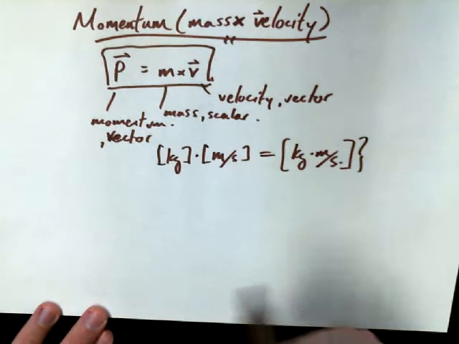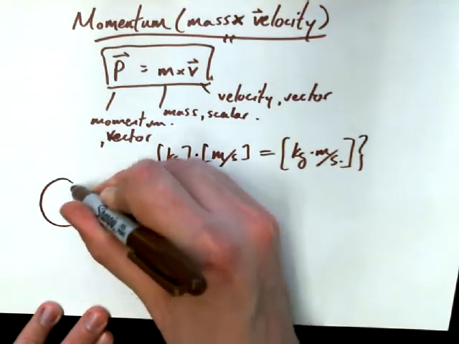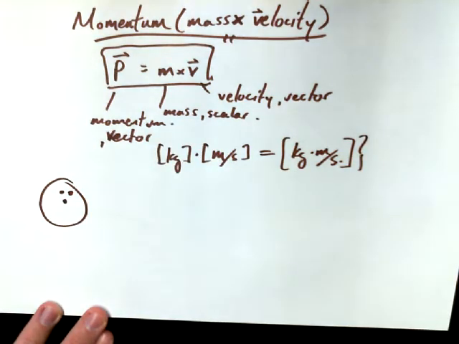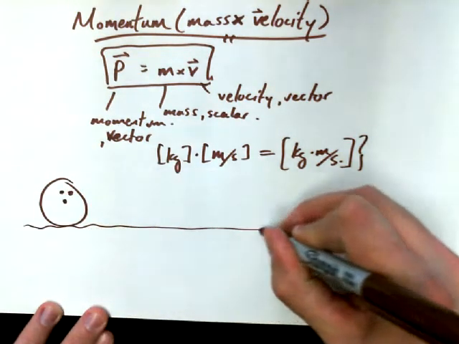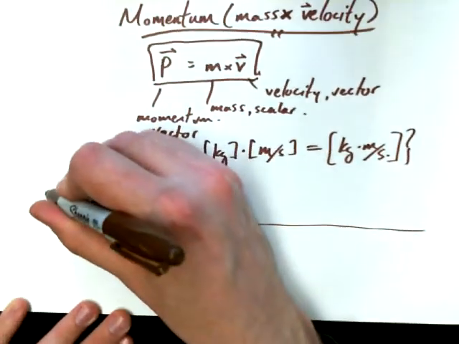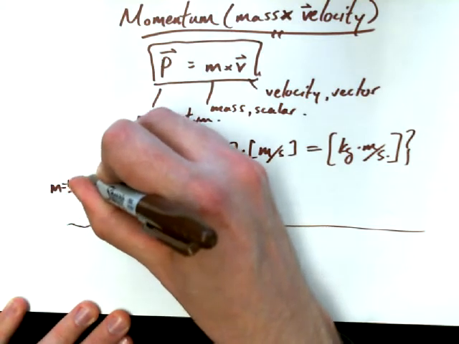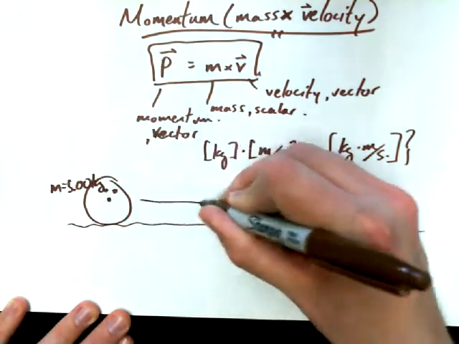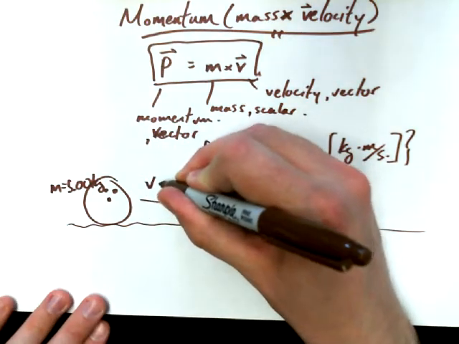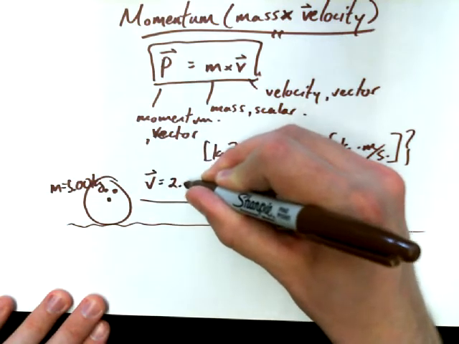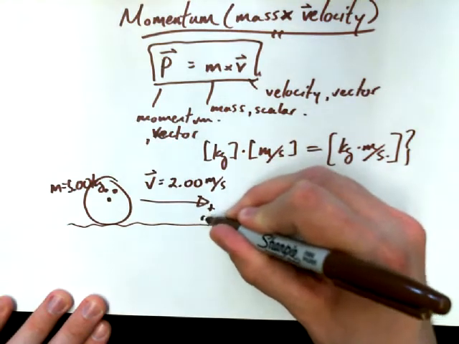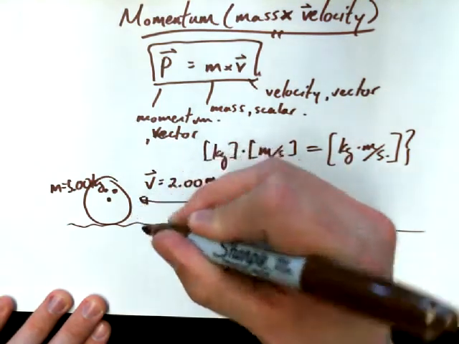I want to talk about something that might have some momentum. So for example, this is obviously either a bowling ball or a coconut. It's a bowling ball. I want to put it on some level ground. If the bowling ball has a mass of 5.00 kilograms, and if we say that the bowling ball goes that way, and we say that it has a velocity equal to 2.00 meters per second, let's make to the right positive. And we'll make to the left negative.